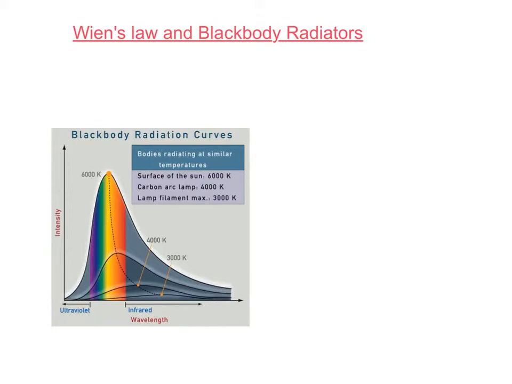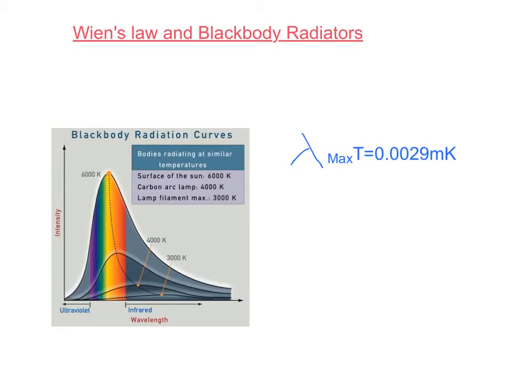Wien's law is then a law to explain this relationship and to give us a numerical calculation that we can complete in order to find the maximum wavelength and therefore identify the colour of the star. Wien's law tells us that the maximum wavelength, my lambda max here, times the temperature, which should always be in Kelvin, is always equal to this constant, 0.0029.